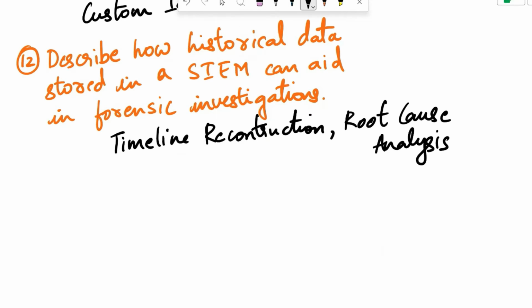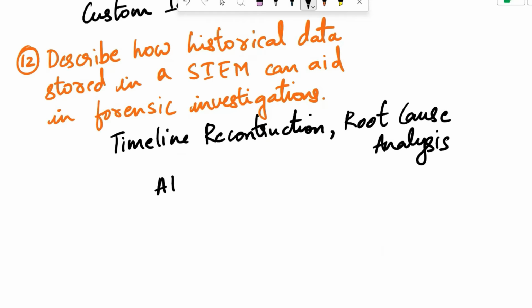Then is root cause analysis. By analyzing historical data, investigators can determine the root cause of an alert. They can track the initial compromise, identify vulnerabilities that were exploited, and understand the techniques used by the attackers.